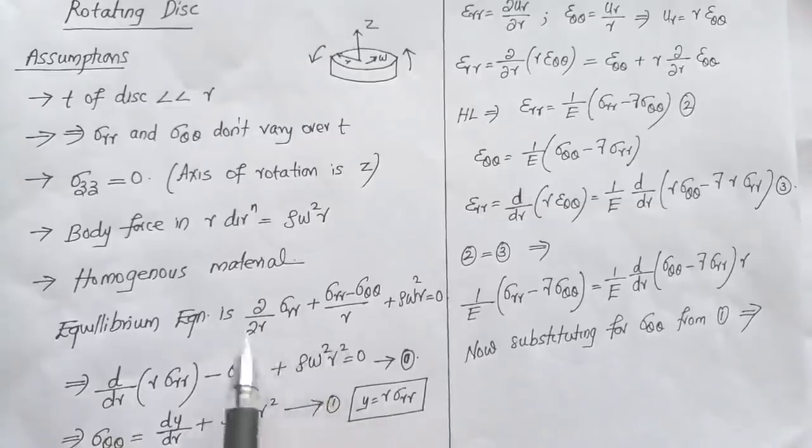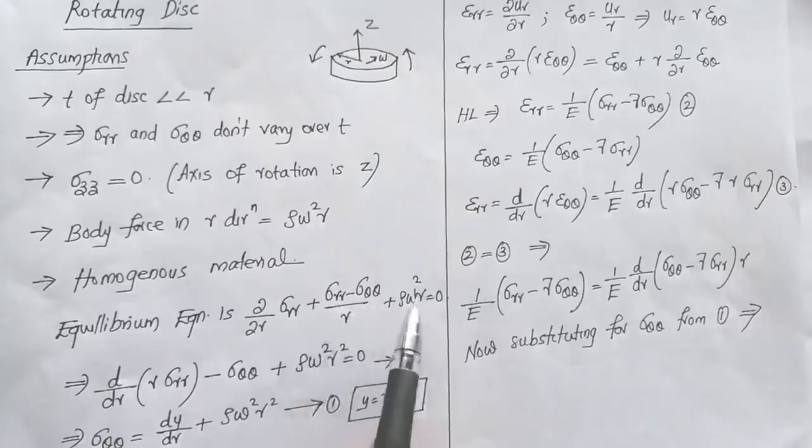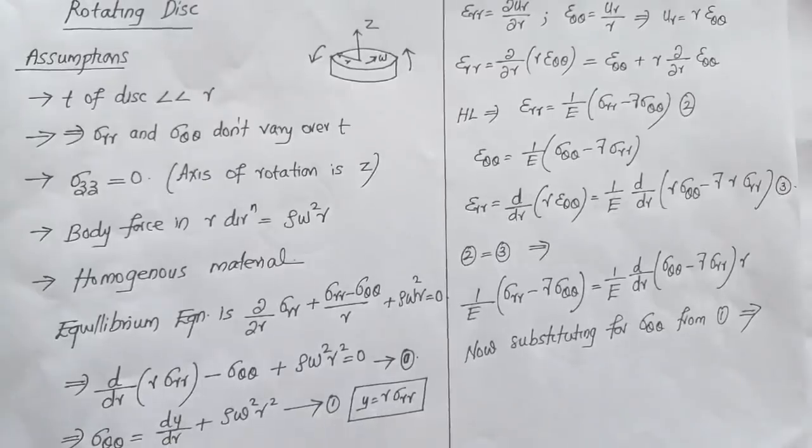Now, I am rearranging this term. I am multiplying this by r, and by rearranging, if I multiply this by r, I will get rho omega square r square in the next equation. I am writing d by dr of r sigma rr minus sigma theta theta plus rho omega square r square equal to 0. Now, I am writing r sigma rr as y, which means sigma theta theta is equal to dy by dr plus rho omega square r square.